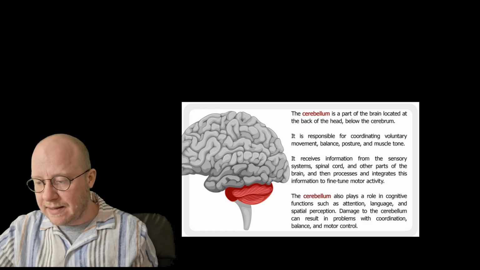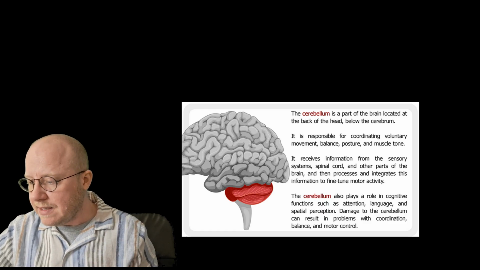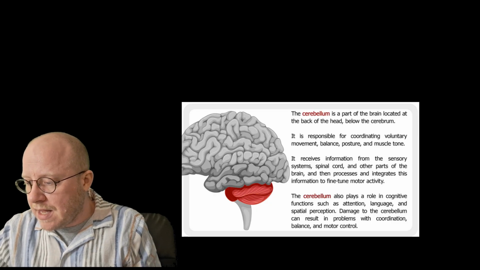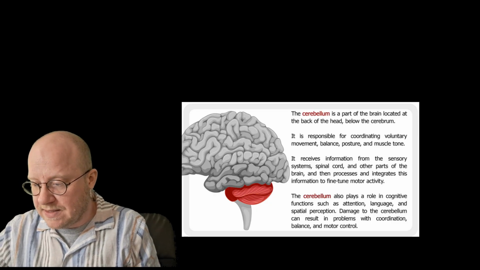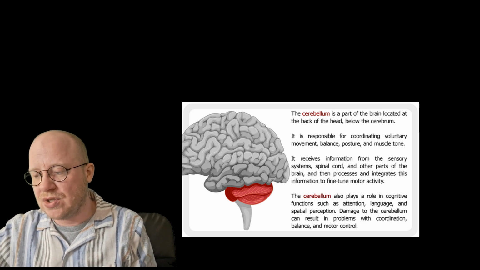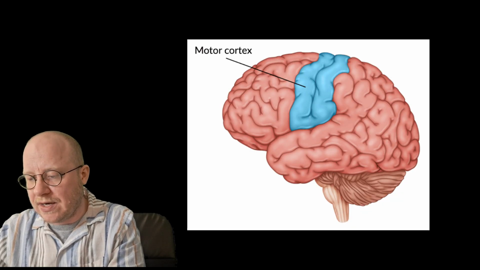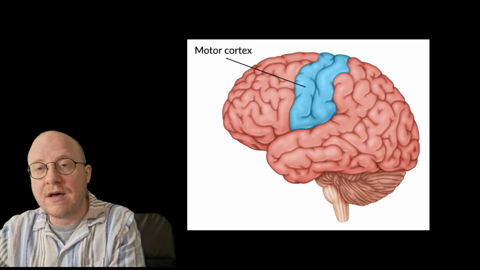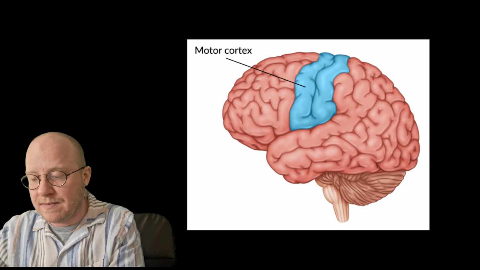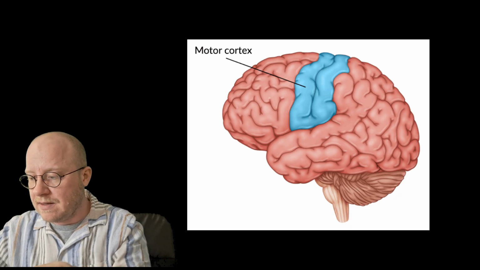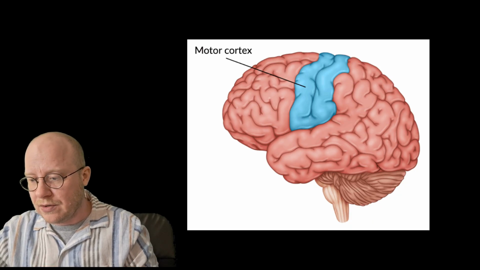Although the cerebellum is a very important part of the brain, down here, associated with body movements, it does not initiate those movements. It doesn't start those movements. The initiation of muscle contractions and thus body movements is accomplished by the motor cortex of the cerebrum. That's in the posterior or the back side of the frontal lobe. Right?